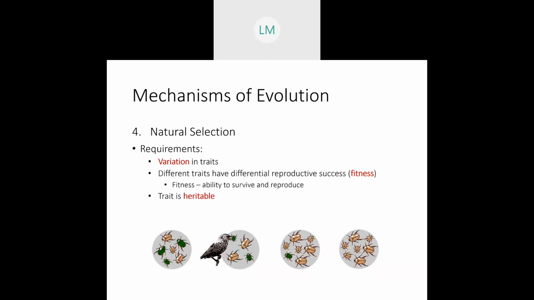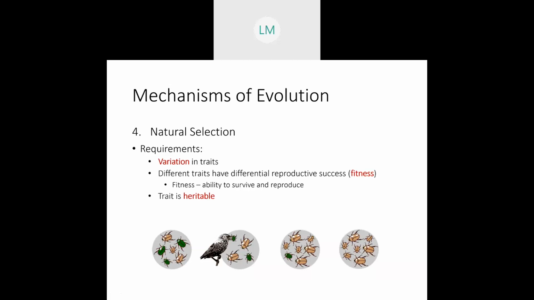And then that trait also has to be heritable. Okay, so even if you have a trait that allows you to survive and reproduce more than other individuals in the population, if you can't pass that on to the next generation, there's nothing for evolution to work on there. So your traits have to be variable, they have to have different levels of fitness, and they also have to be heritable.